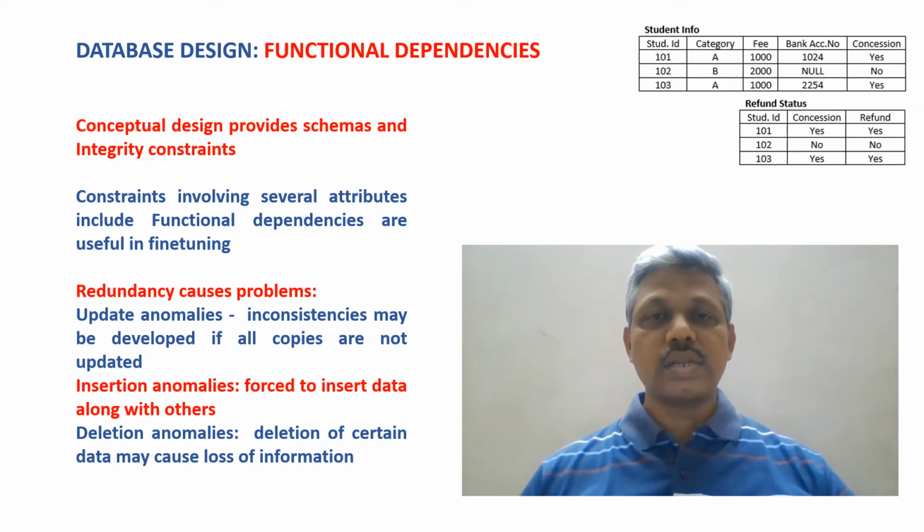Once we delete the second row, can we get the answer for this? No, because that information is lost. So this is because of the repetition, unnecessary redundancy, and the design of the table. So this kind of loss of data may also be there in case of deletions.